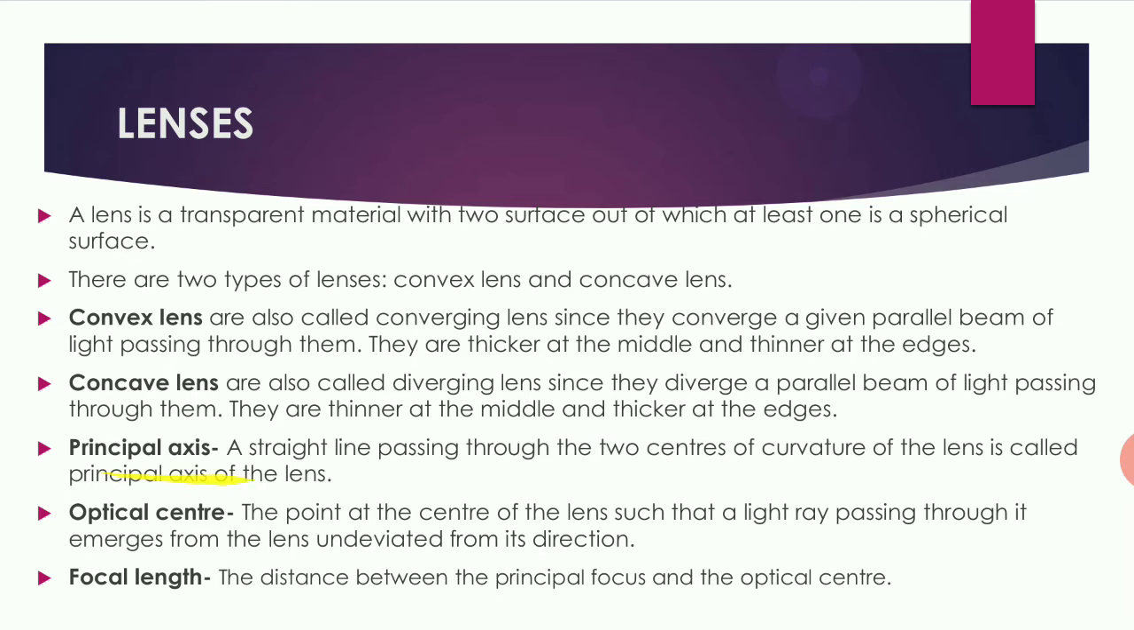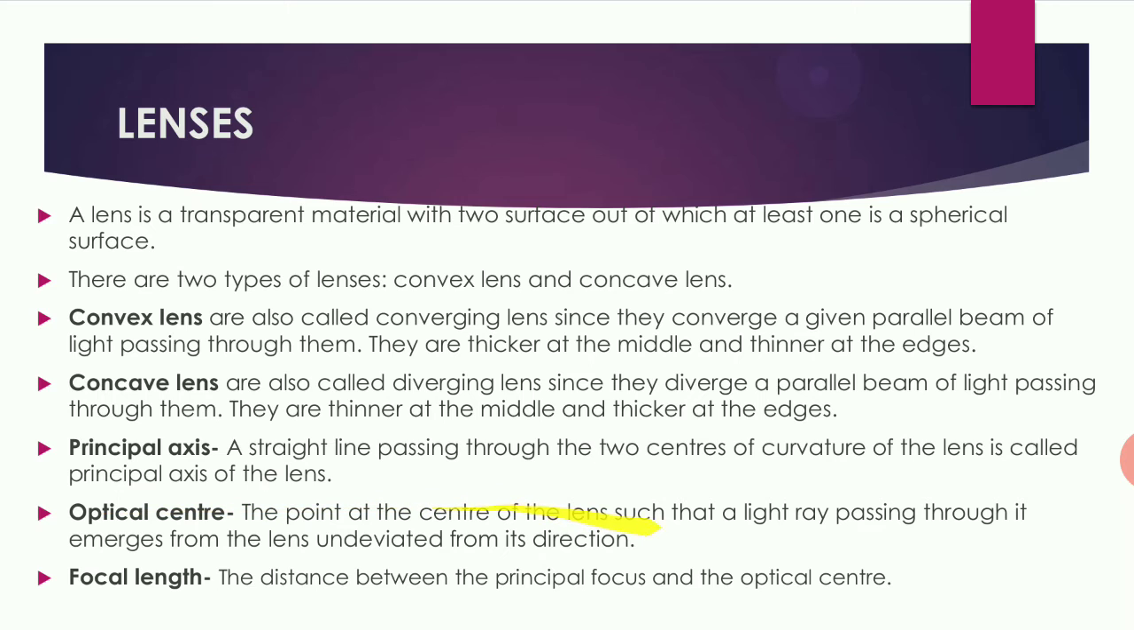Next, what is the principal axis? A straight line passing through the center of curvature of the lens. If a straight line passes through the center of curvature from the center point of the lens, it is called the principal axis of the lens.